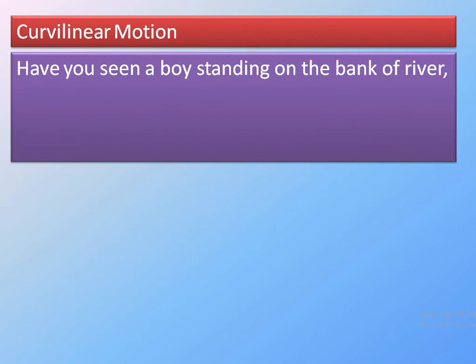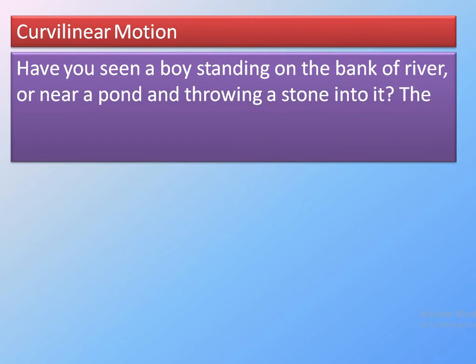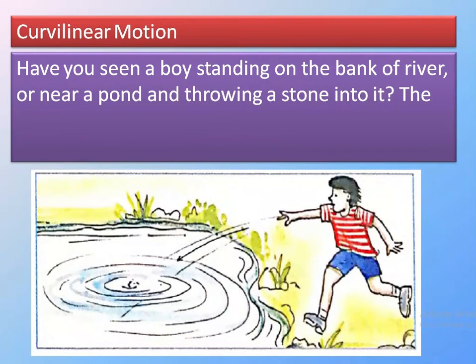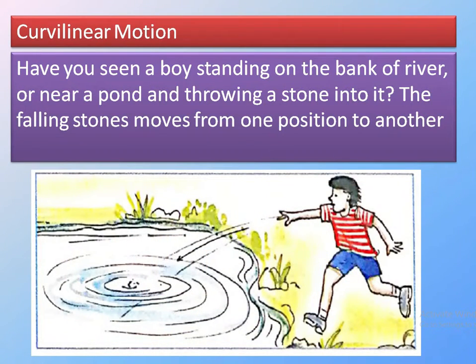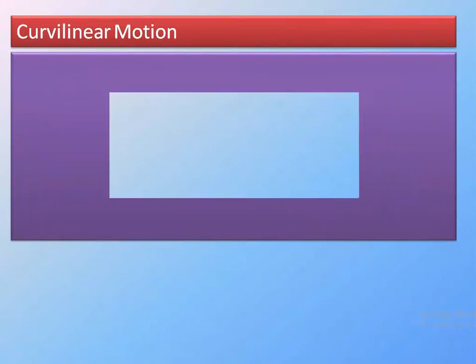Curvilinear motion. Have you seen a boy standing on the bank of a river or near a pond and throwing a stone into it? The falling stone moves from one position to another along a curved line. तो कोई person एक stone को pond में फेंक रहा है, then that path of travel by stone is curvilinear or curved line. Curvilinear motion.